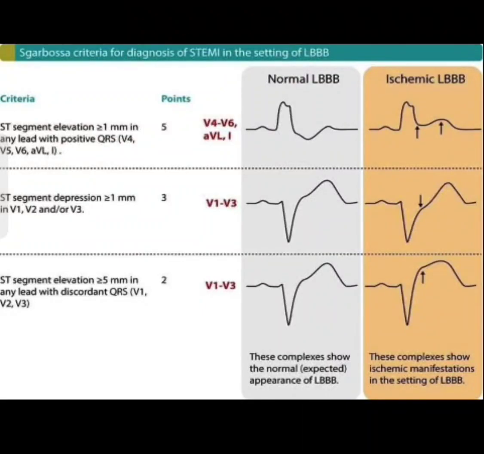Sgarbossa criteria for diagnosis of STEMI in the setting of left bundle branch block. 5 points for ST elevation more than 1 mm in any lead with positive QRS, that is V4, V5, V6, aVL or lead 1. 3 points for ST segment depression more than or equal to 1 mm in V1, V2 and/or V3.